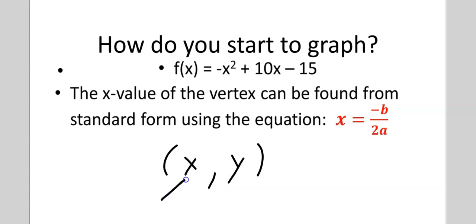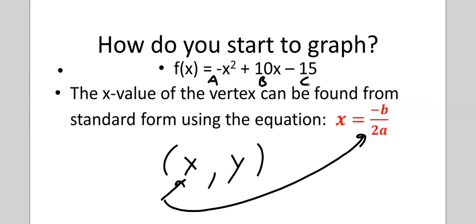This point right here can be found by doing opposite of b over 2a. And remember, a is here, b is here, and c is here. So a is -1, b is 10, and c is -15. We don't really need the c for this, but it'll come in handy later.